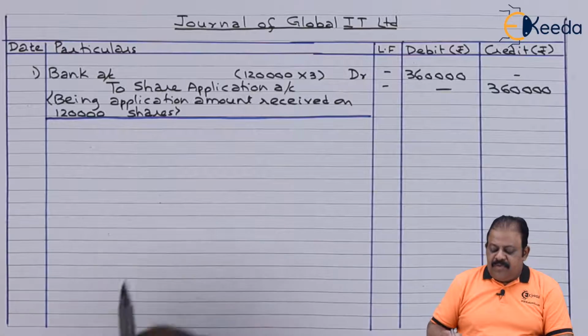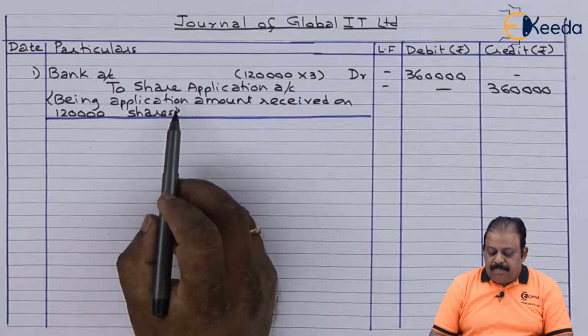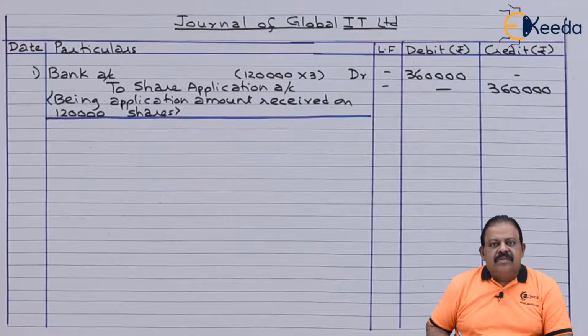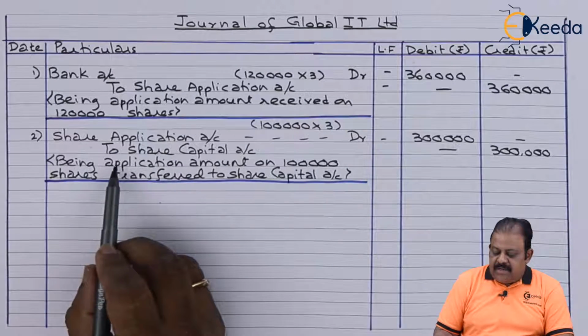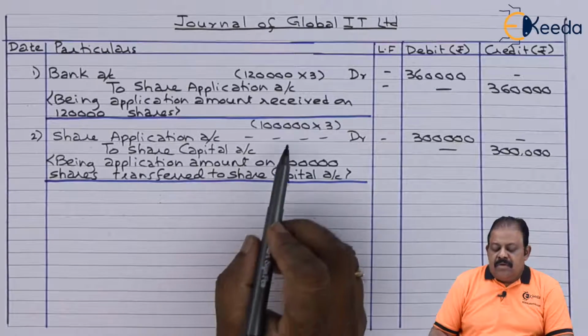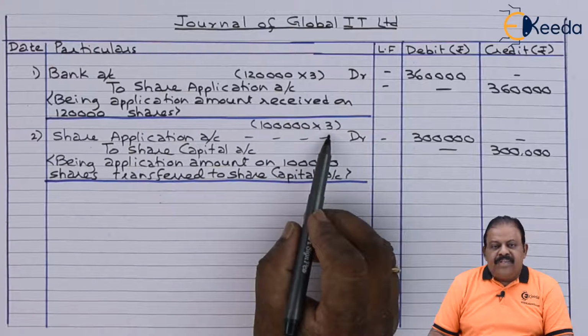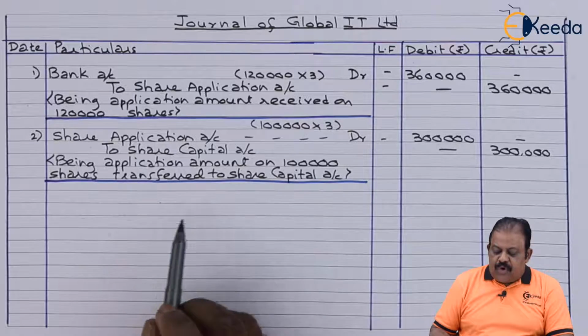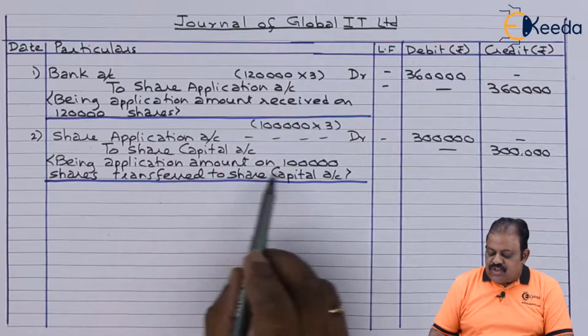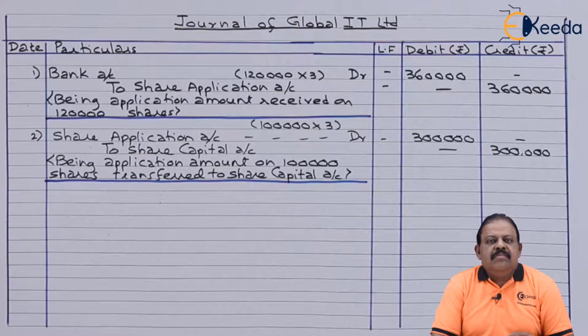Next entry will be for transferring this application amount to share capital. Share application account debit to share capital account. On 1 lakh shares, 3 rupees each is transferred from application account to share capital account. Here we end with the first stage, that is the application stage.